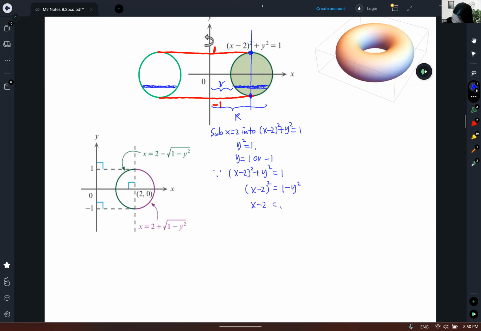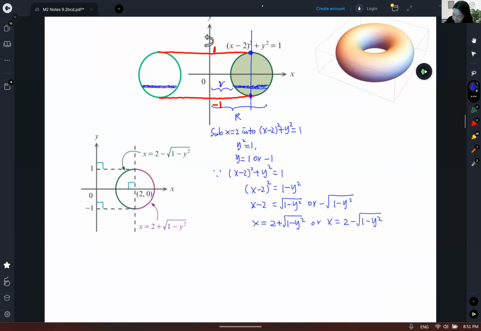x by solving. Now this happened before. When I try to find x, I need to take the square root. And obviously I need to consider taking the positive root or the negative root. And here I take both. Because later on I will figure out that this one is x equal 2 plus square root 1 minus y squared. This one is x equal 2 minus square root 1 minus y squared. And both of them are useful.